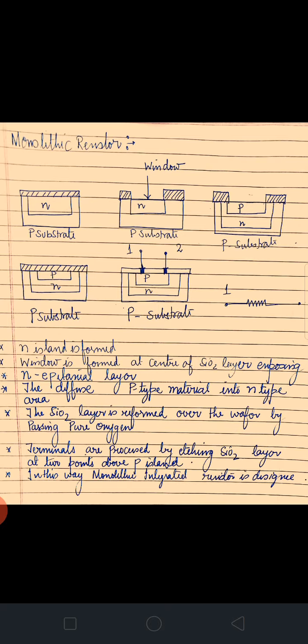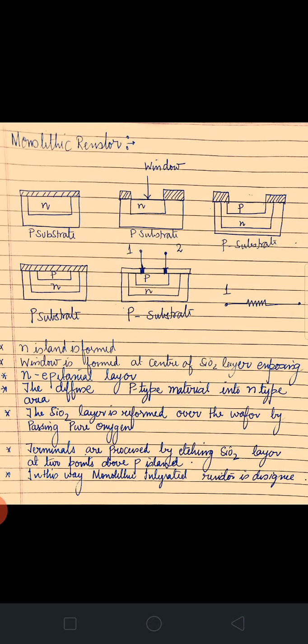Now first of all, in the first diagram we see there is a P substrate and an N island is formed. Then through the process of etching, in the second diagram, a window is opened at the center of the SiO2 layer, exposing the region. Now we will remove the SiO2 layer. In the second diagram there is a window, as depicted in the figure.